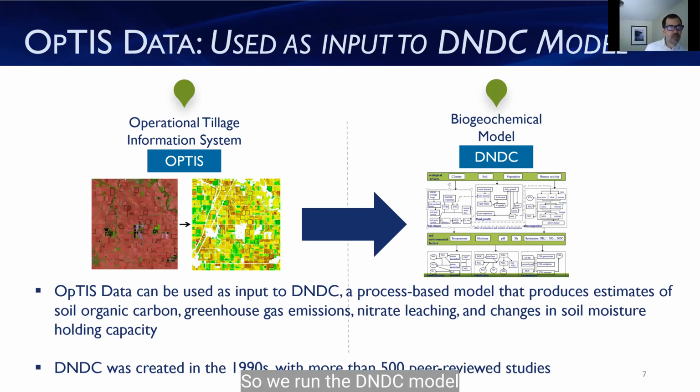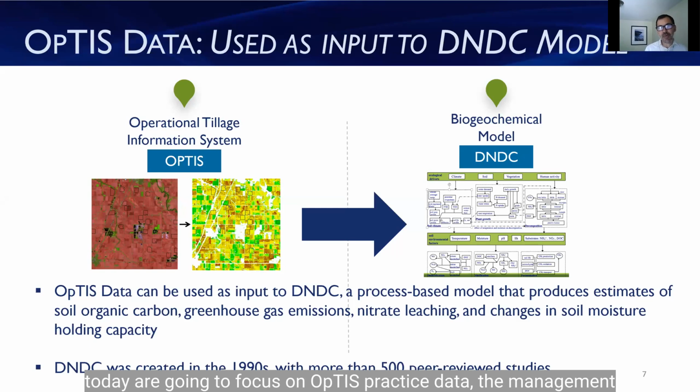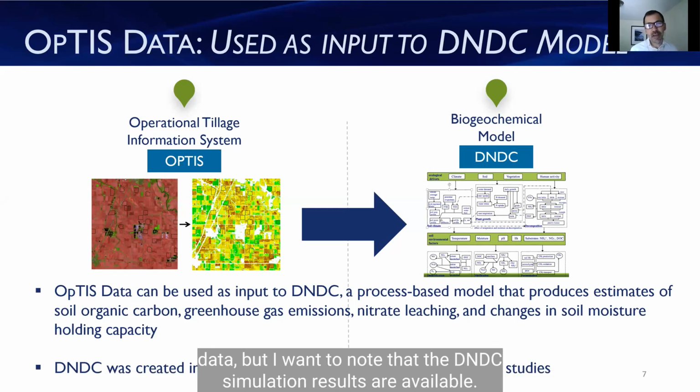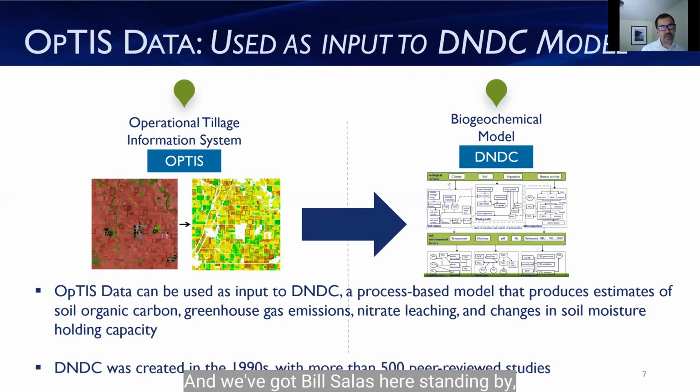So we run the DNDC model with the management data as input, but more than that, we also run a set of counterfactual scenarios. For example, what if a grower had never used conservation practices on a field? And we compare the outcomes of the observed practices to the outcomes of the counterfactual to better understand the soil health benefits of the practices. And the rest of my comments today are going to focus on OpTIS practice data, the management data, but I want to note that the DNDC simulation results are available, and we've got Bill Salas here standing by if you've got DNDC model related questions at the end. Next slide, please.